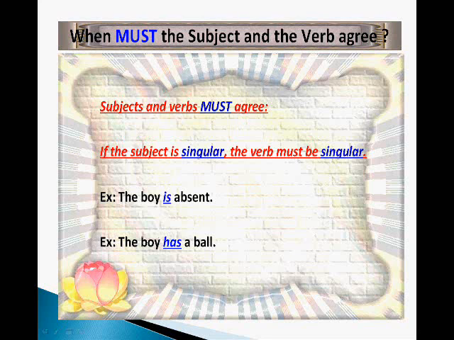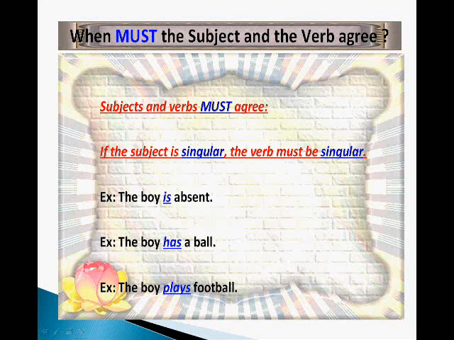Another example, the boy has a ball. Again, we changed the verb is, which is verb to be, into another verb which is verb to have. And in this case, because we have the subject, the boy, singular, then we used has in its singular case. So it's verb to have, but of course, because we have he, the boy, then we put has. So the boy has a ball.